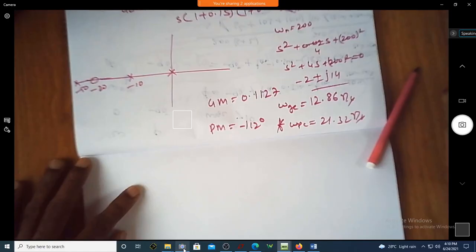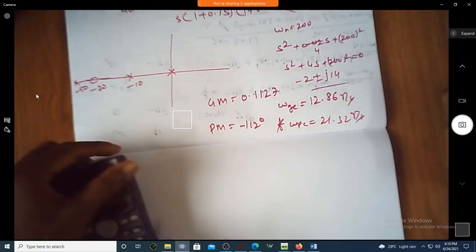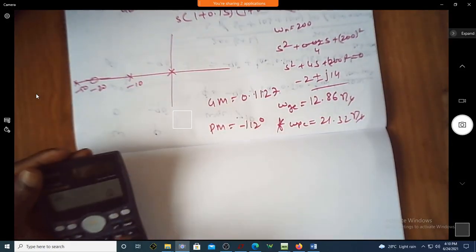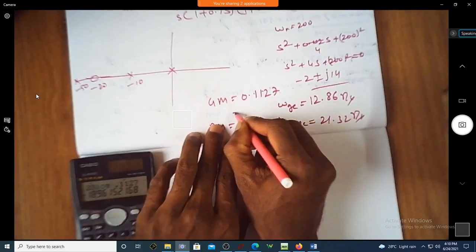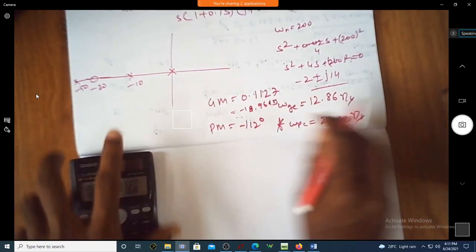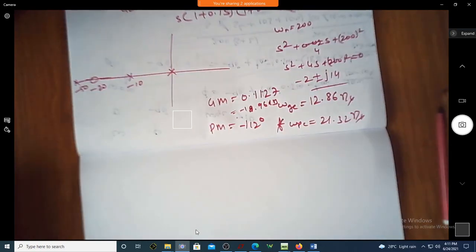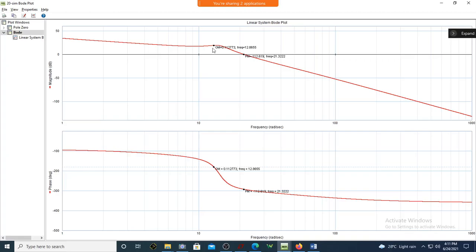Okay, let me just show that. These are the values, so this is the ratio. What is 20 log of that? 20 log of 0.1127. Okay, it is minus 18.96 dBs. That is at what frequency? 12.8. Can you see it's almost minus 19 dB here? This is 0 dB. Yes, sir. It is. This is around 20. Yes, sir. Okay.